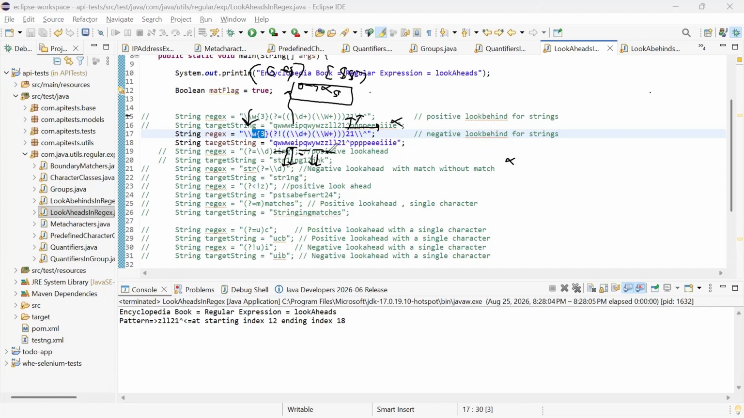Now it will capture ZLL. This first word, the regular expression will capture ZLL. And then after this ZLL, again ZLL, it has captured the next.